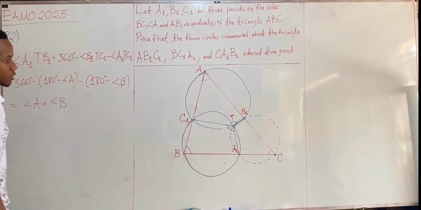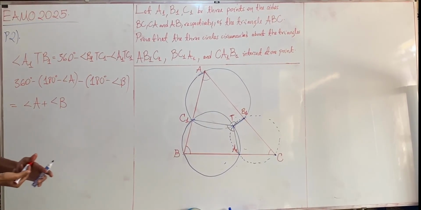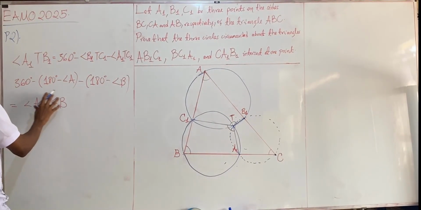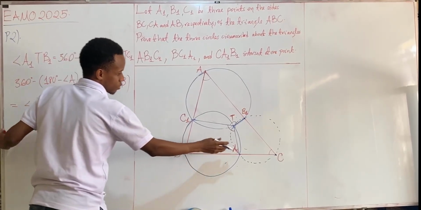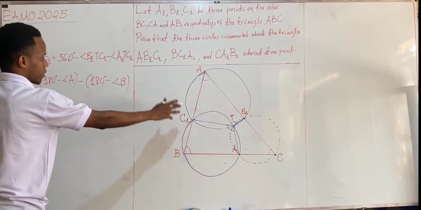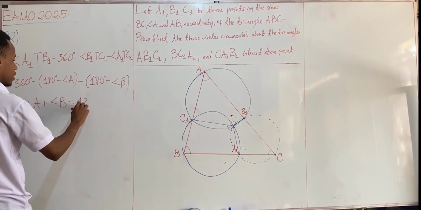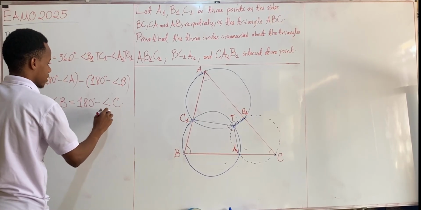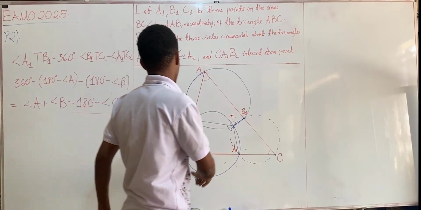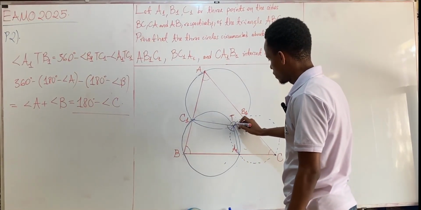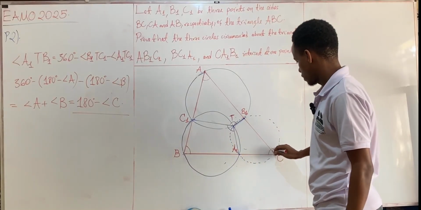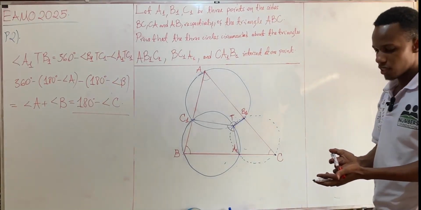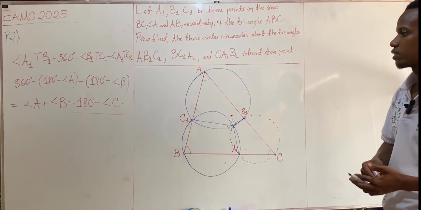But we already know that famous theorem that the sum of the interior angles of a triangle adds up to 180 degrees. So the sum of these angles, when added to C, is 180 degrees. So the sum of A and B has to be equal to 180 degrees minus the angle at the vertex C. And so we have shown that this angle right here, angle A1 T B1, is supplementary to the angle C. So in this case, the sum of these two opposite angles necessarily adds up to a straight line, 180 degrees.